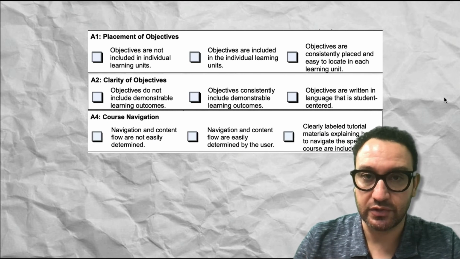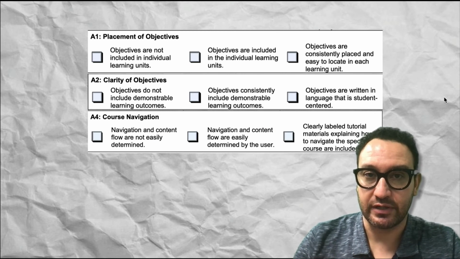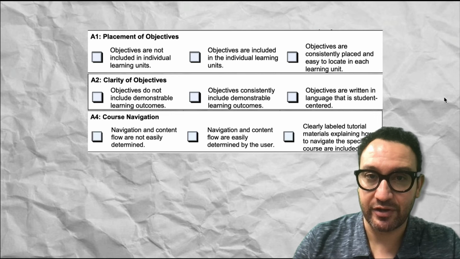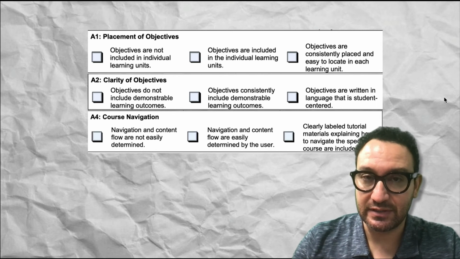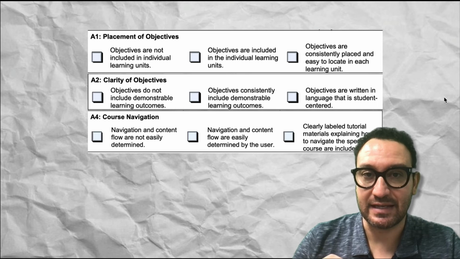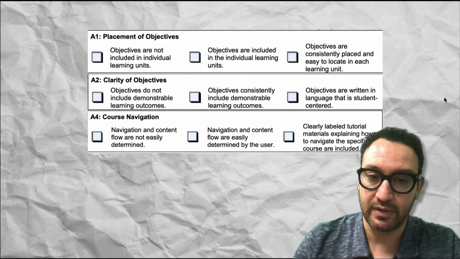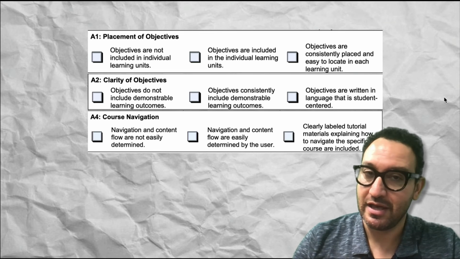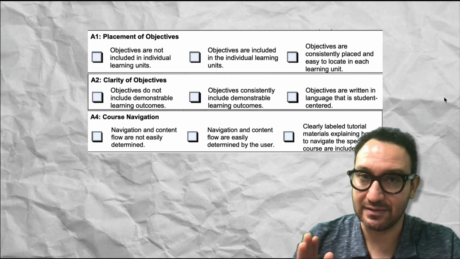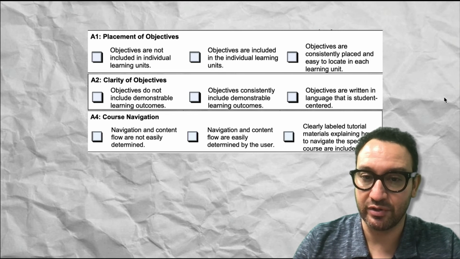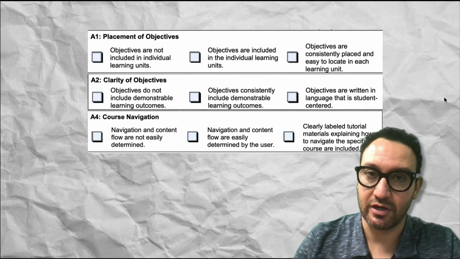Of course, using design tools also eases your course navigation. Now, what we want your students' cognitive load focused on is learning the material, not trying to figure out how to access your material. So using design tools makes it a very clean course that's easy to navigate, which also helps with element A4 of the rubric, which focuses on course navigation. And in order to align, if you look at the middle checkbox there, it says navigation and content flow are easily determined by user. And I could even argue that design tools takes it to the next step, which is clearly labeled tutorial materials explaining how to navigate the specific course are included. If you do that, you're golden.